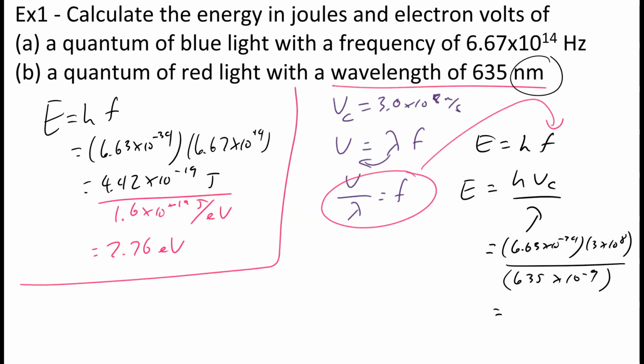When I put all this into my calculator, I end up with an answer of 3.13 times 10 to the negative 19 joules. And when I convert it using 1.6 times 10 to the negative 19 joules per electron volt, I find that I get a final answer of 1.96 electron volts.